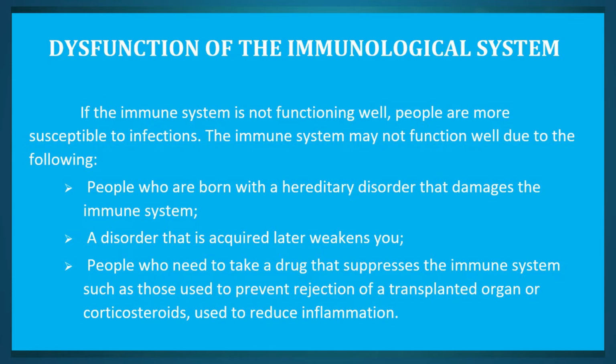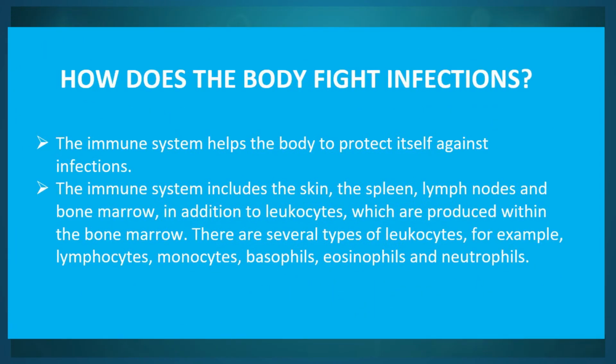People who are born with a hereditary disorder that damages the immune system. A disorder that is acquired later weakens you. People who need to take a drug that suppresses the immune system, such as those used to prevent rejection of a transplanted organ, or corticosteroids, used to reduce inflammation. How does the body fight infections?